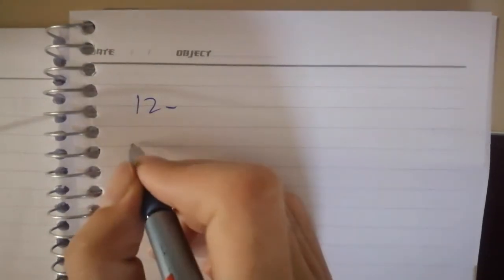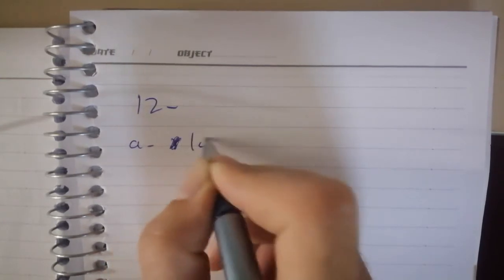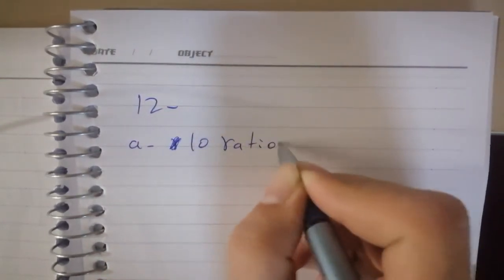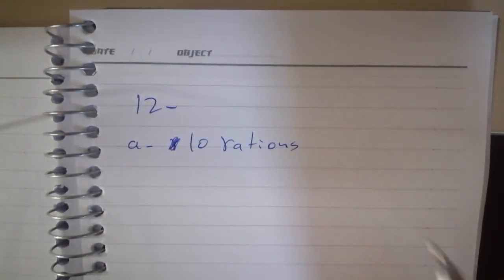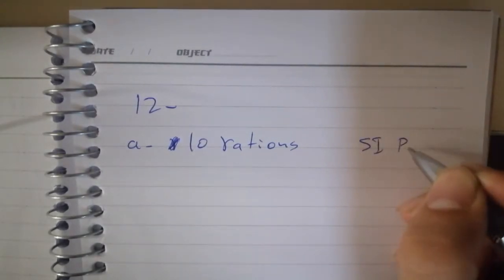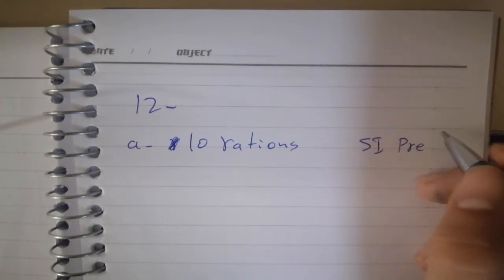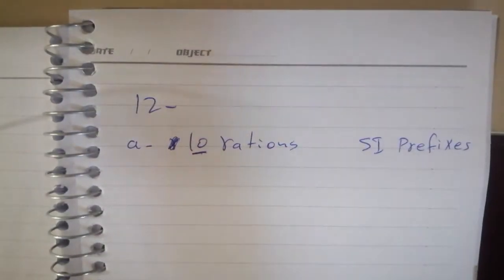All right, question number 12, it says use the SI prefixes to change those hypothetical units of measurement into appropriate quantities. So I've got some quantities. For example, A, it says 10 rations. It says change that into proper SI prefixes. So I'll just change the numbers, not the units. I don't even have units here actually. Prefixes. Okay, so I'll just change that number into a proper SI prefix.